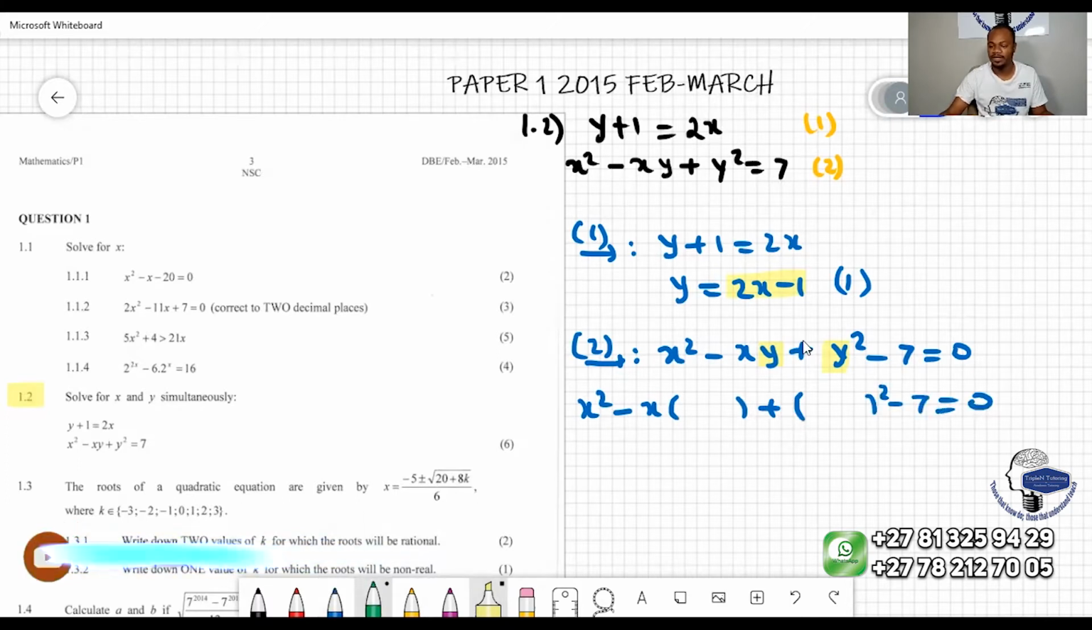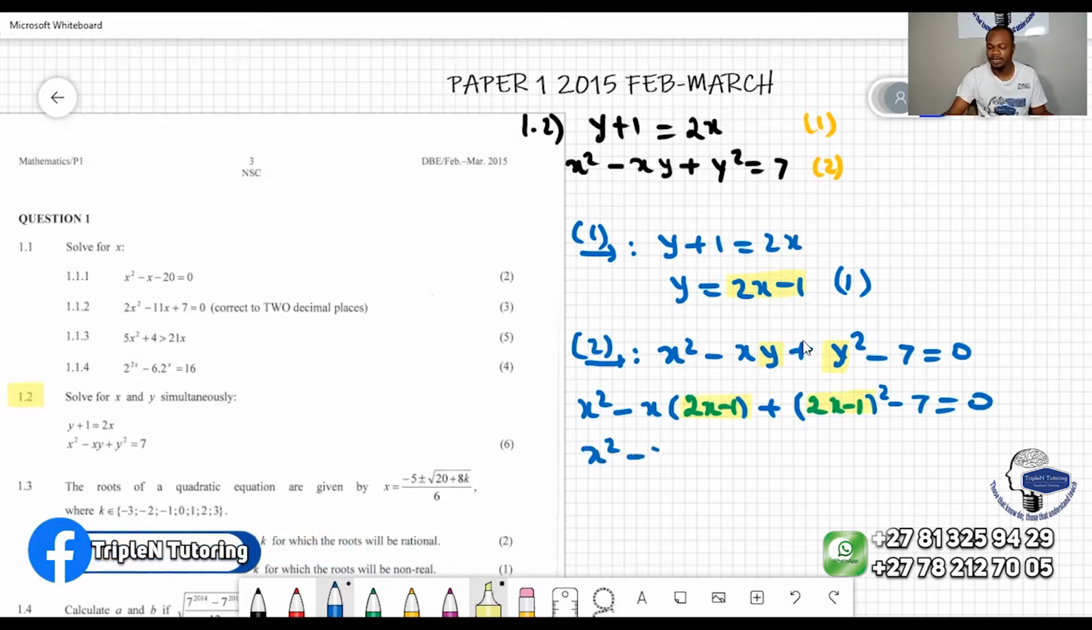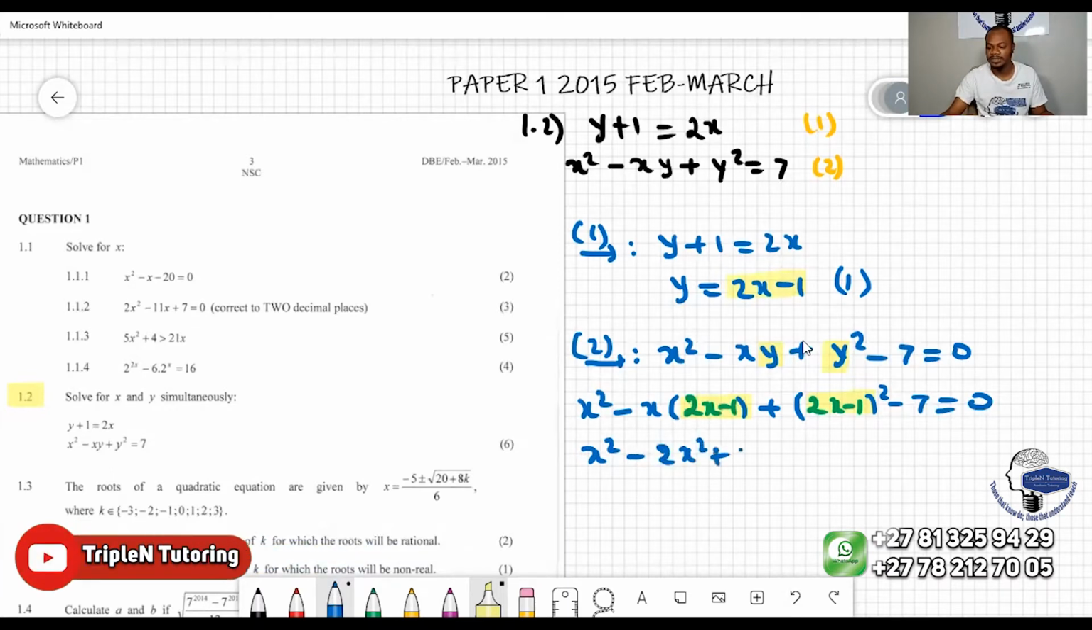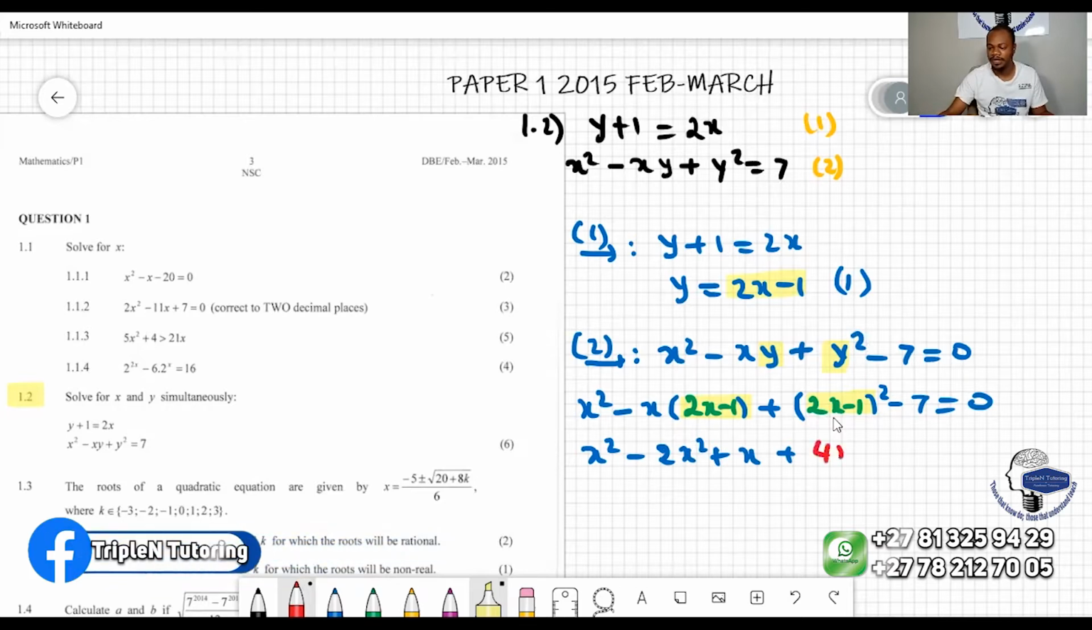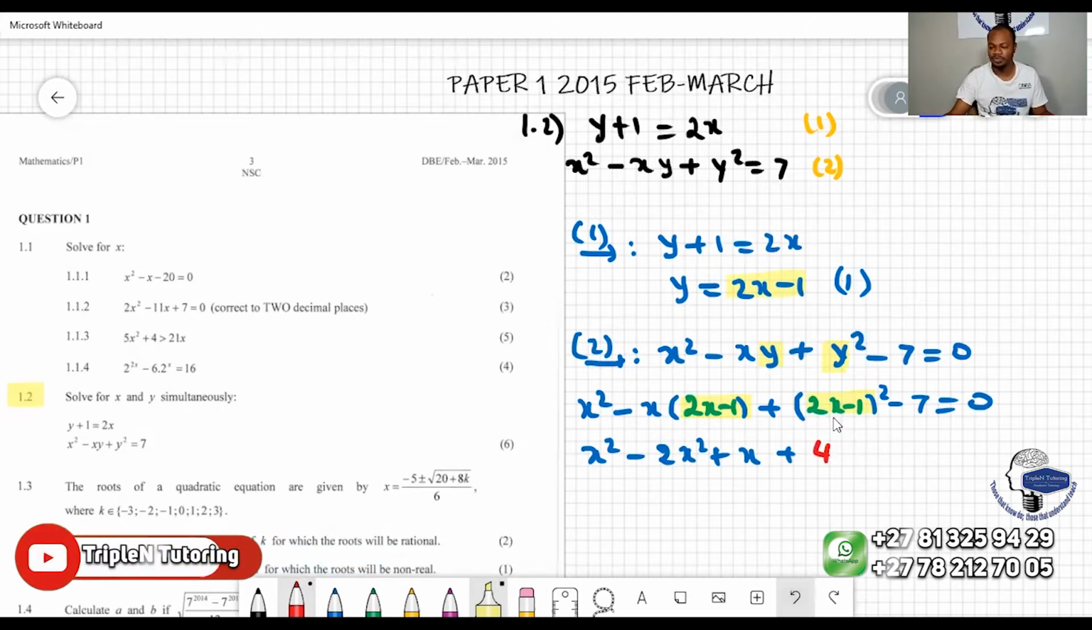Now the value of y is 2x minus 1, and 2x minus 1. We sub in the value of y. Now let's work it out, simplify. x squared minus x times 2x minus 1 will become x squared minus 2x squared plus x, and then plus, we need to be careful here. It's a common mistake when students say 2x minus 1 to the power of 2 is 4x squared minus 1 squared. That's very wrong. You are not supposed to do that.